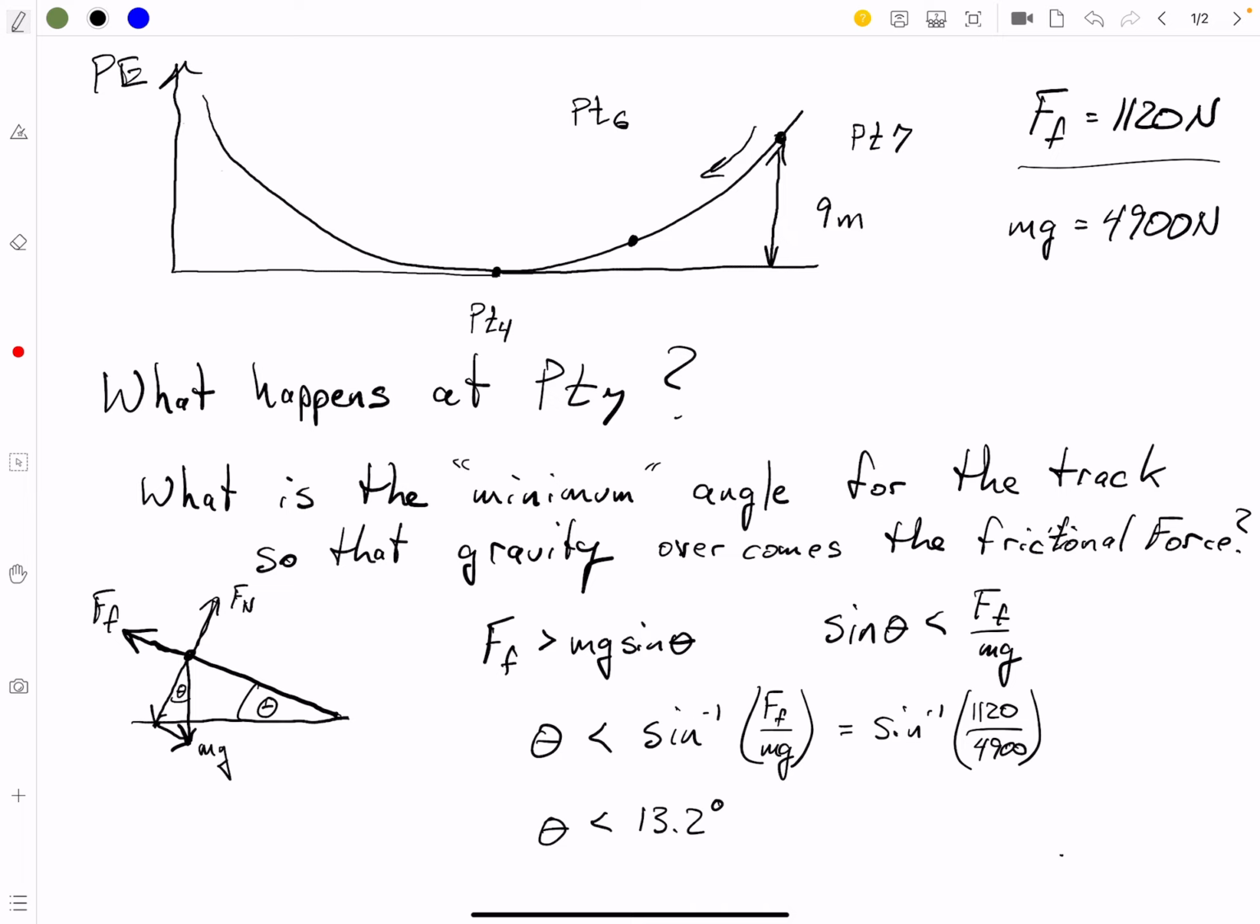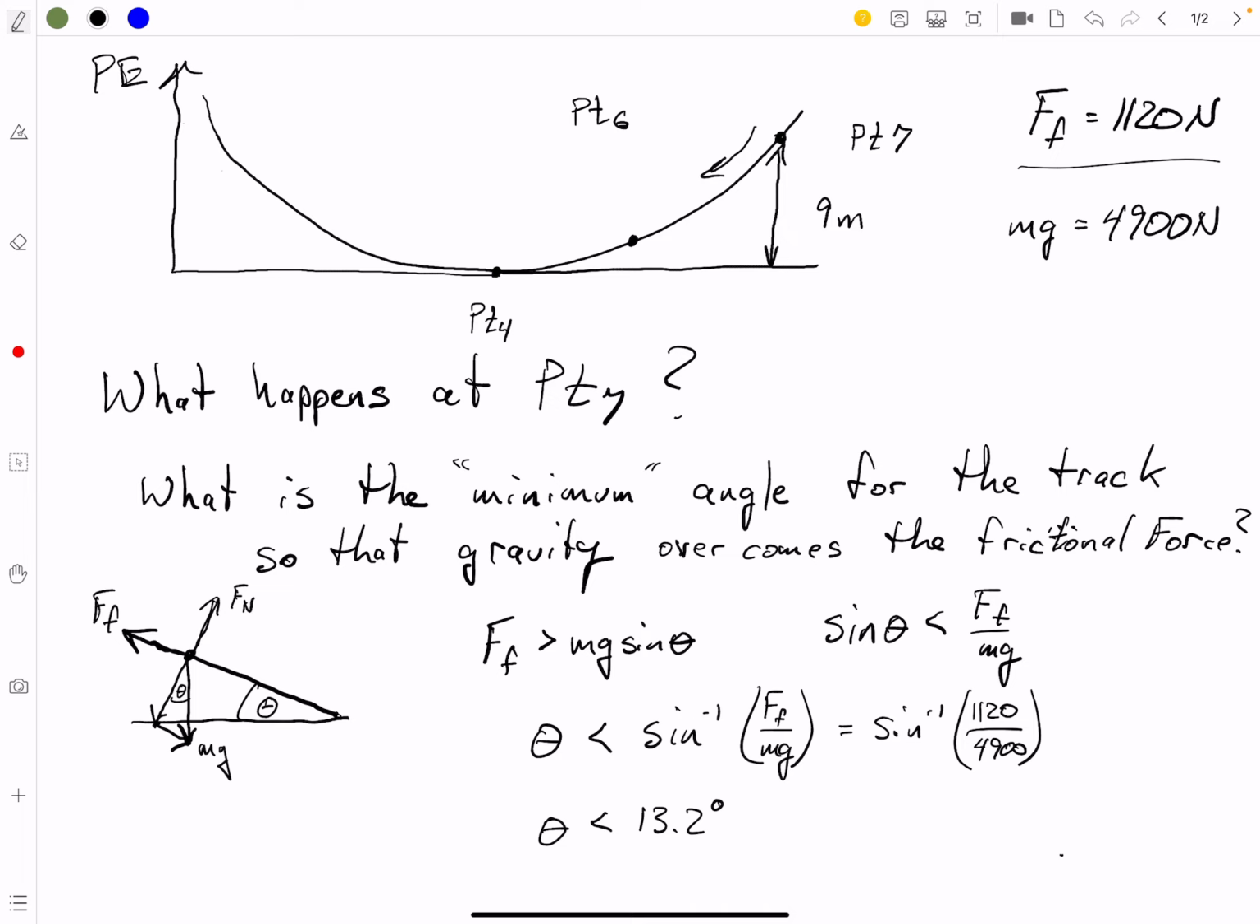Okay, so is that a minimum or a maximum? I don't know. I don't even know if I have this going in the right direction. If theta is less than 13.2 degrees, then friction overcomes gravity, and it's really the maximum angle. It's the maximum angle for the track. So that, oh no, we want gravity to overcome friction. Okay, yeah, I did it right. And anything less than 13.2 doesn't work.